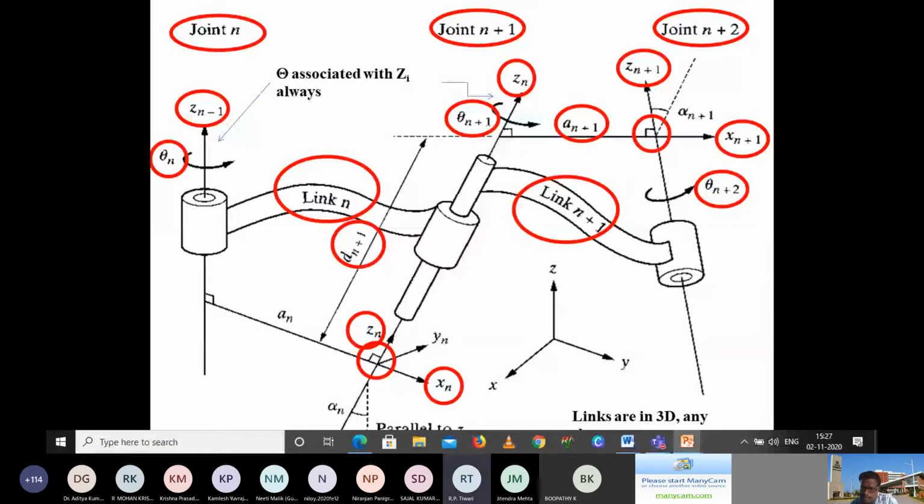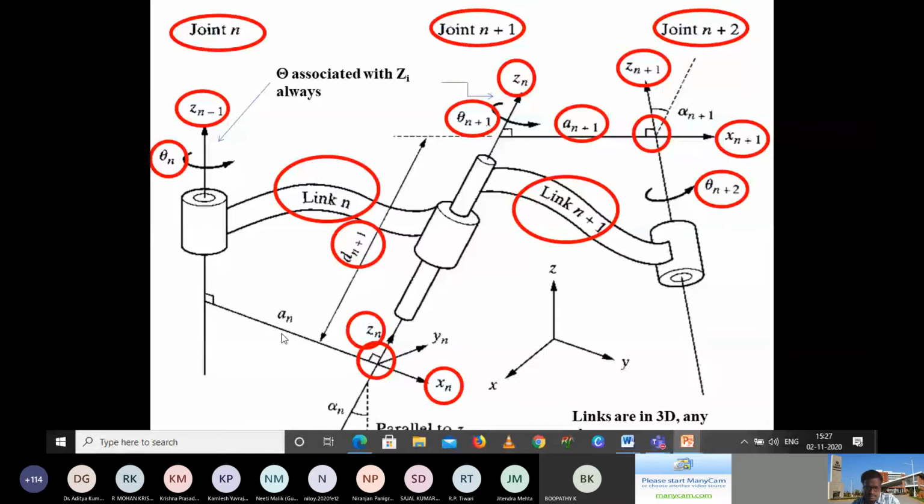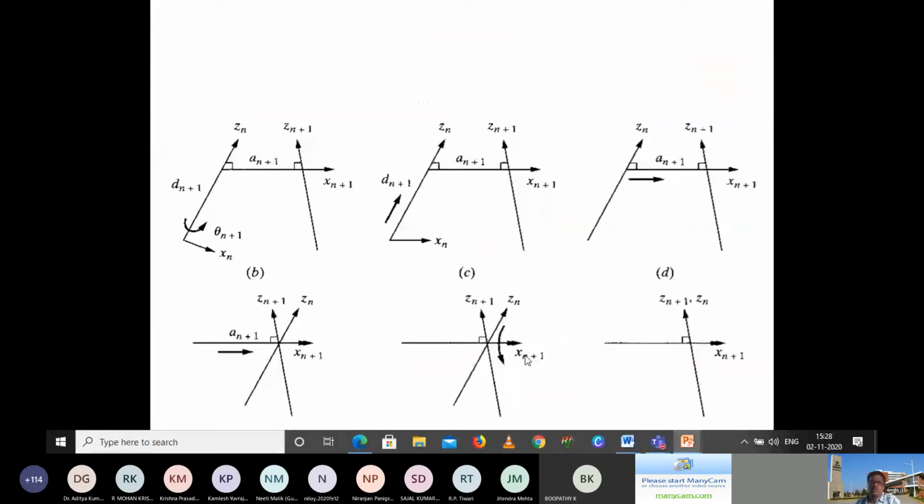So now this particular thing I explained to you, alpha. One more thing, please take a note, it is a perpendicular distance. That is, the perpendicular distance between these two axes is a n. Similarly, the perpendicular distance between the x n plus 1 axes is d n plus 1. Okay, this is the way. So now we will come to the detailed explanation. Okay, you will ask, sir, what is that? That is quite confusing. Okay, we will go step by step.